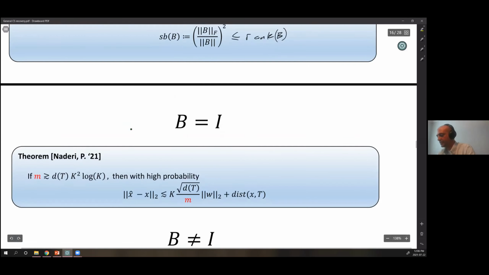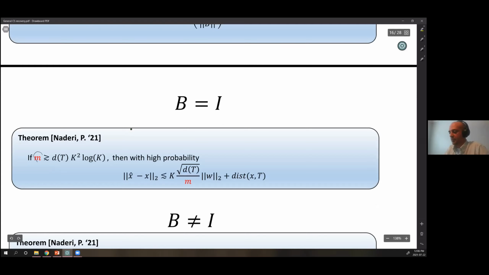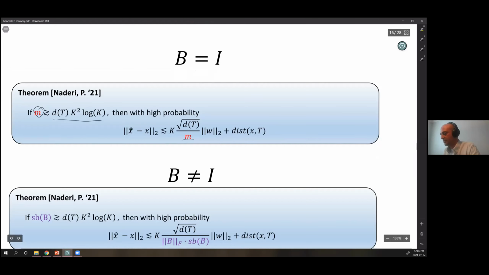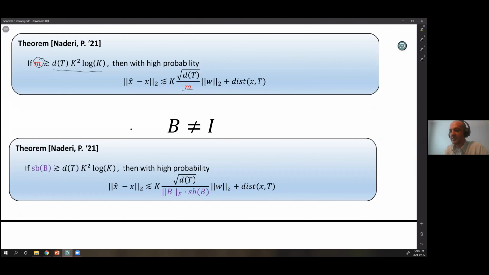So again, when B equals I, M played this prominent role, number of measurements. Here, number of measurements had to be bigger than dimension, and we denoise depending on number of measurements. When B does not equal I, what replaces M, number of measurements, is stable rank. Except for one thing here, we also have to multiply by Frobenius norm of B in the denoising part of the error bound. And that's because if you just rescale the matrix B, it changes the signal to noise ratio. So this absorbs that rescaling.